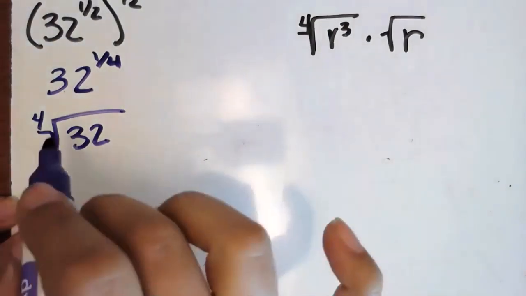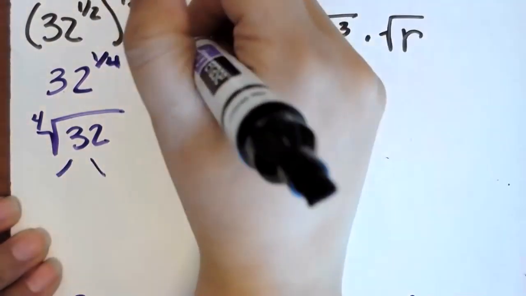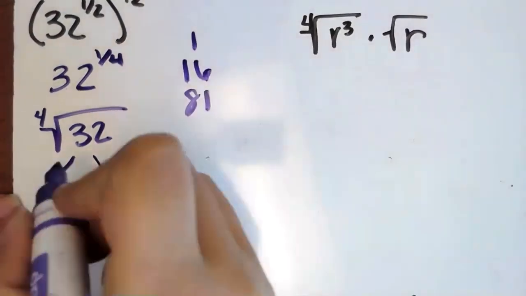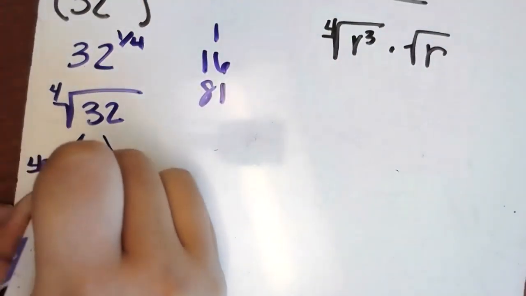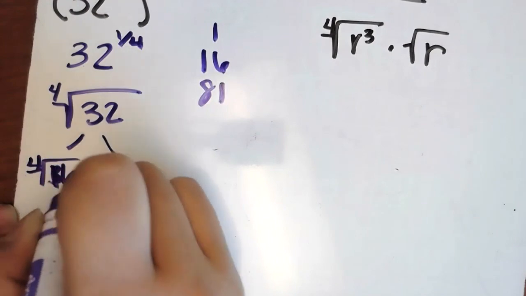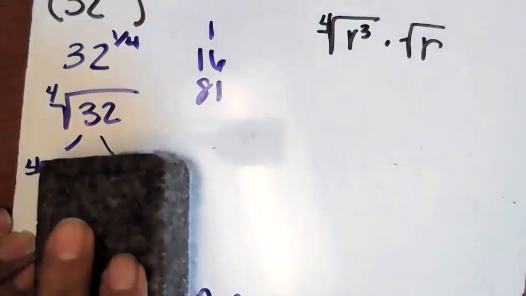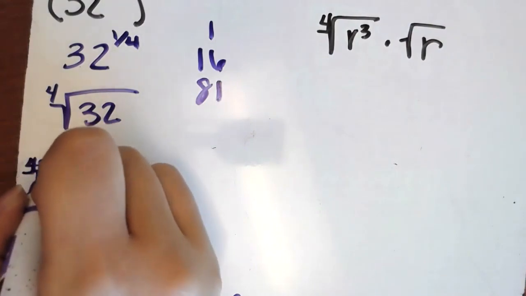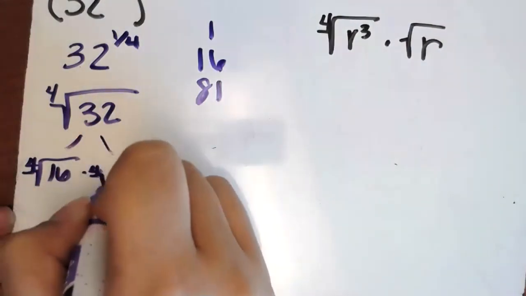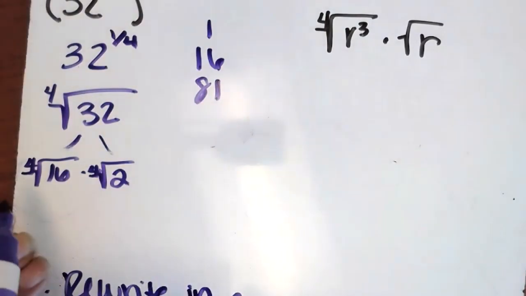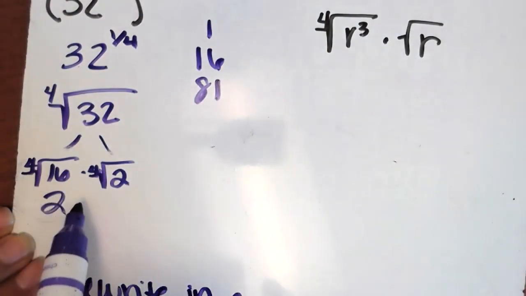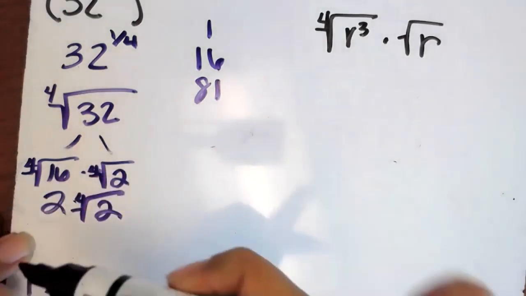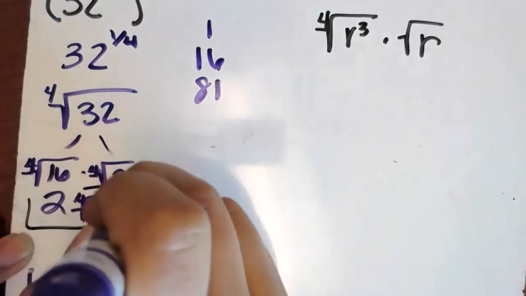And we can simplify because the perfect fourths go 1, 16, and so on. 16 is actually half of 32. So this is the fourth root of 16 times the fourth root of 2. And 16 is 2 to the 4th power. So it becomes 2 fourth root of 2. And that would be your answer.